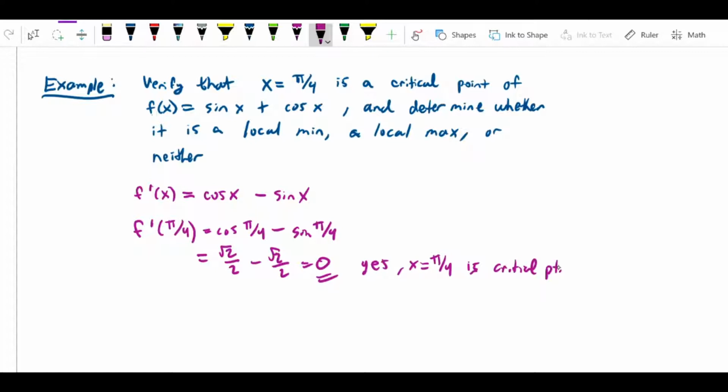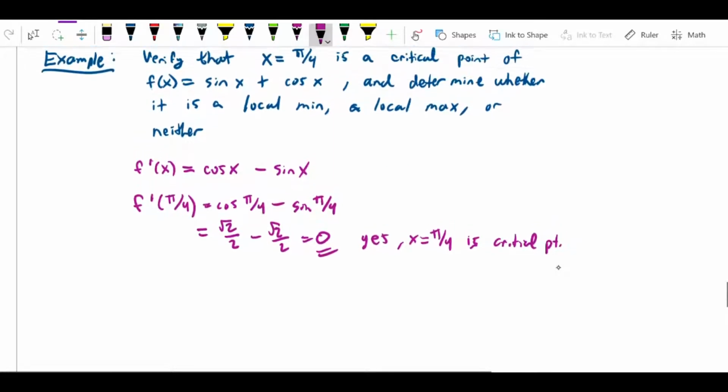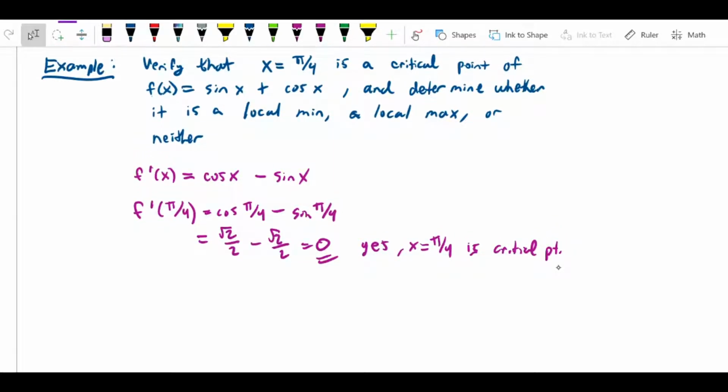All right, so now we want to determine, is it a local min or a local max or neither? Now we know that we could use the first derivative test. We could do an analysis of whether the first derivative is positive or negative on the intervals to the left and right of that point. But sometimes the second derivative test is easier to use because all we have to do is evaluate a very simple second derivative, and then evaluate it at just one point.